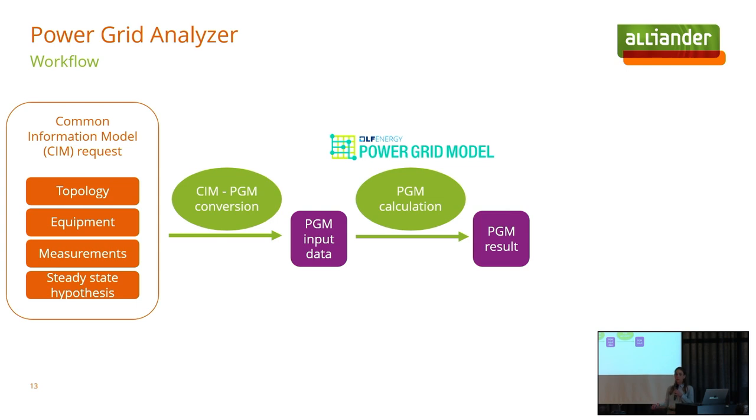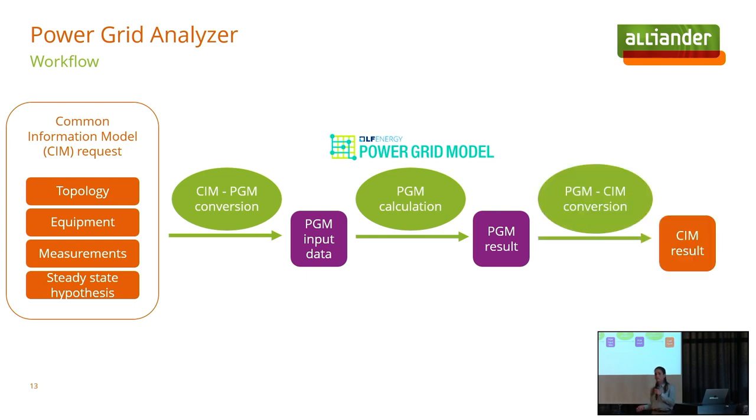Then we do a calculation. It can be a power flow or state estimation for one time interval or for a longer time period, depending on how it was defined in the CIM request, and then we get the result in the power grid model format. And of course, the final step is to convert it back to a CIM format, forward it to another component, and then the process continues in HAS.